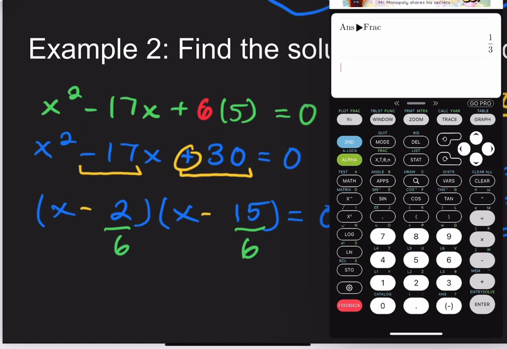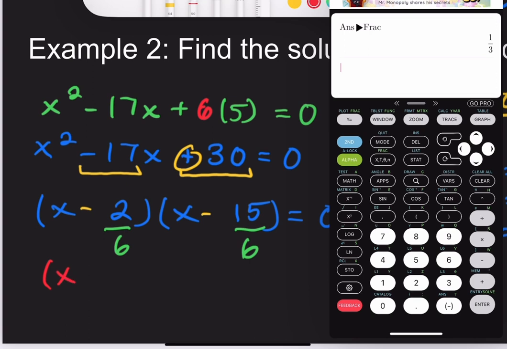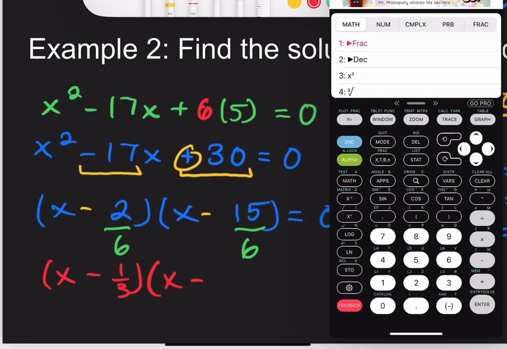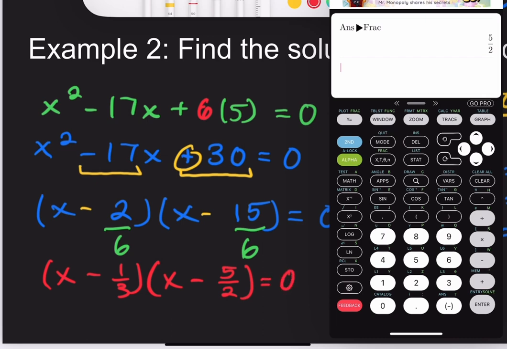So now we have, in our parentheses, x minus 1/3 times x minus, do the same thing. 15 divided by 6, 2.5. Go to math, make it a fraction. That's 5/2. x minus 5/2 equals 0.